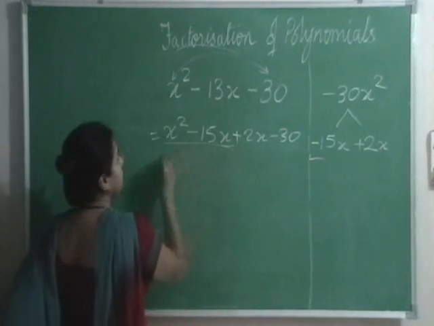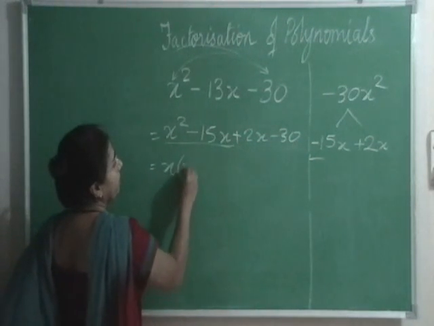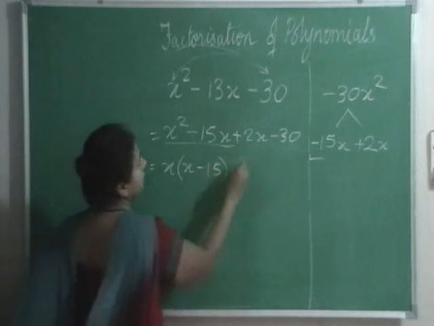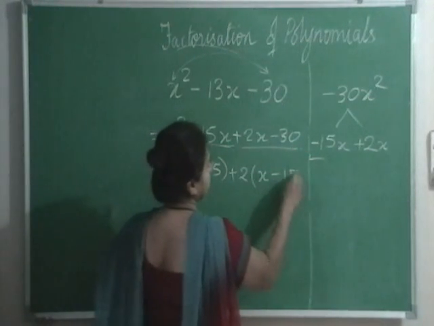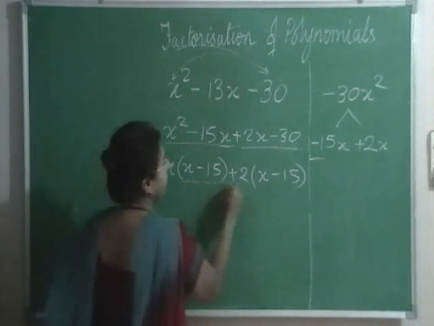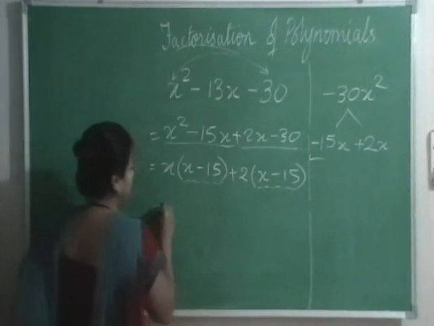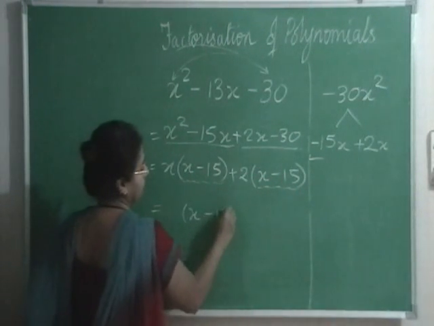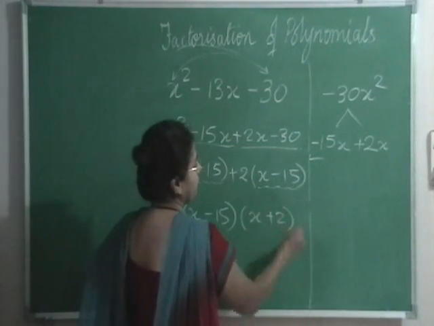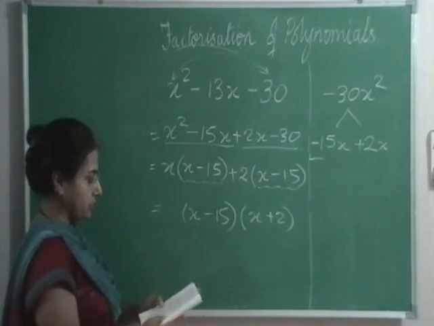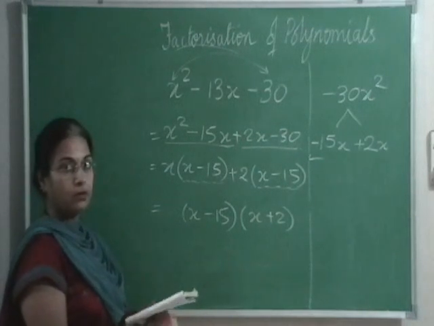Now take the common term over here, x minus 15, and the common term over here is 2 and x minus 15. See again your bracket has come the same. That means you are on the right path. x minus 15, x plus 2 are the factors of this question. Let's take example number 3.